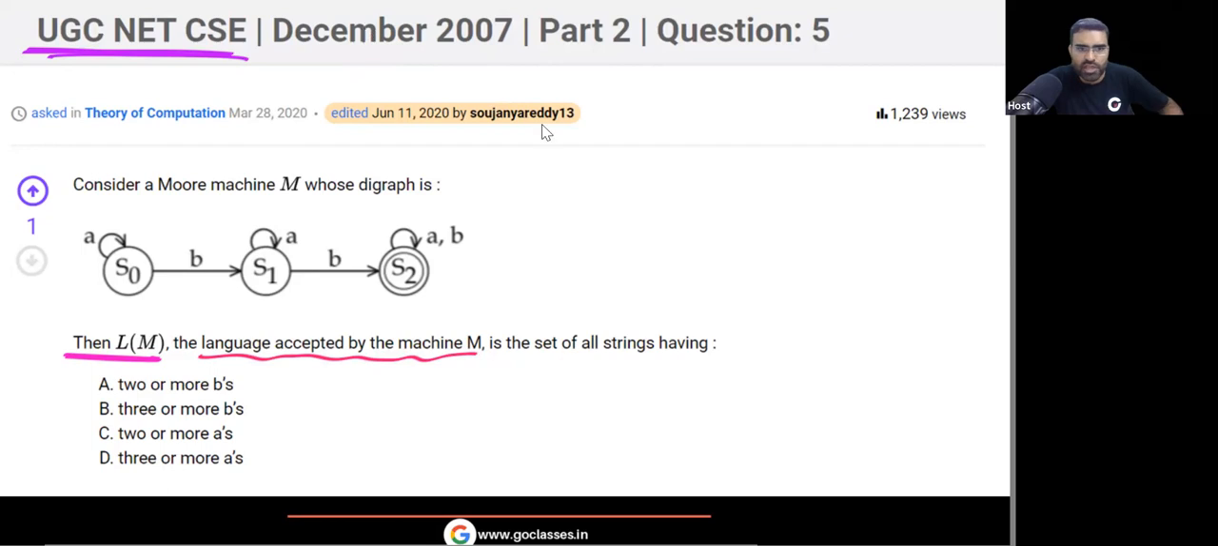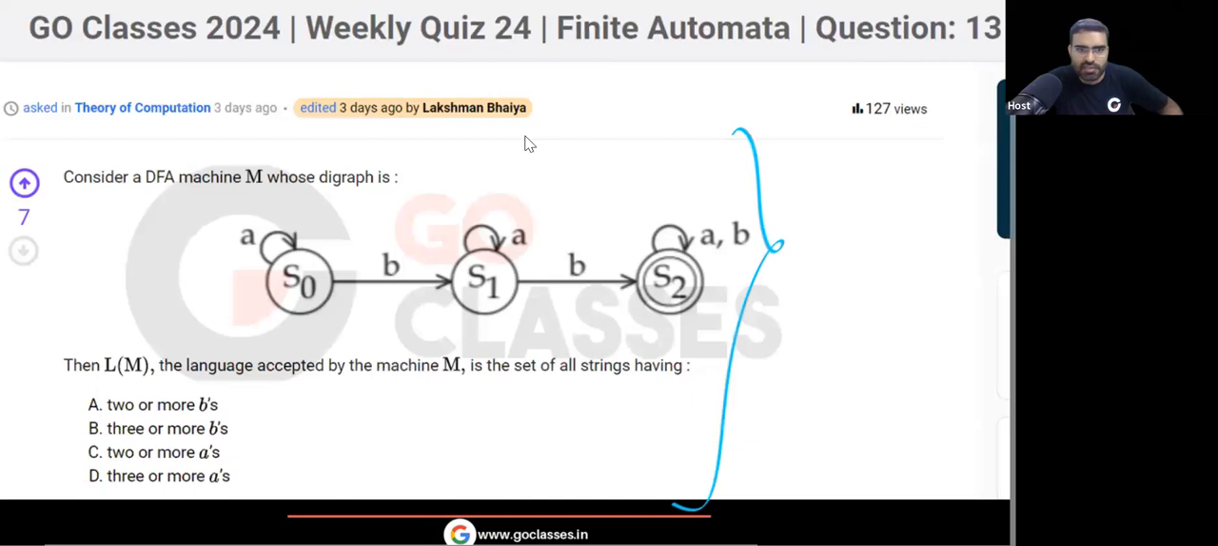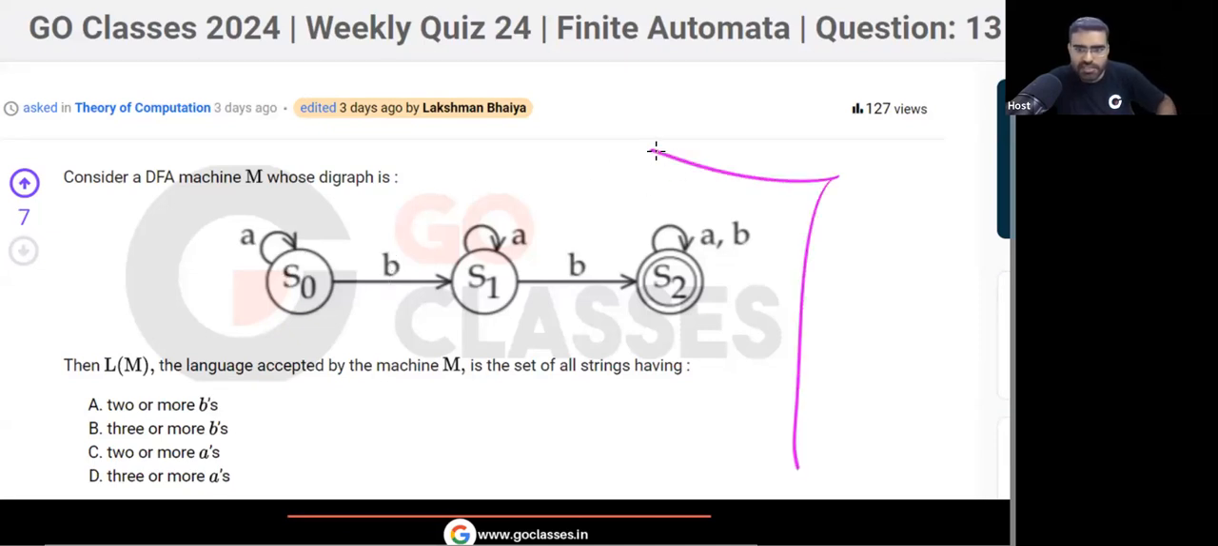First of all, you tell me what is the initial state. Many students commented asking what the initial state is. Can you notice there is no initial state in this question? Some students commented that this question does not have an initial state. In the Go Classes weekly quizzes, the questions are well framed. We don't make this type of mistake, but still, intentionally, I did not give you the initial state. Can you tell me why?